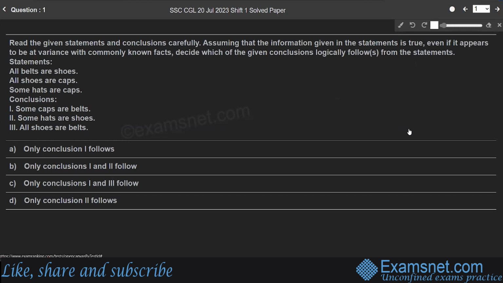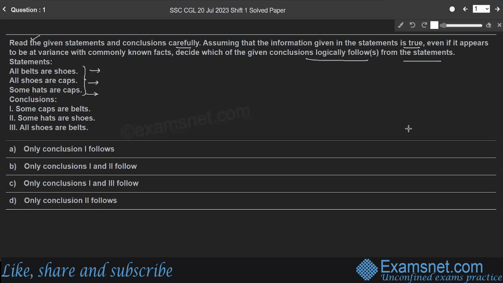Let's begin with question number 1. Read the given statements and conclusions carefully, assuming that the information given in the statements is true, even if it appears to be at variance with commonly known facts. Decide which of the given conclusions logically follows from the statements. Students, here are 3 statements given. So let us represent these statements in the form of a Venn diagram.